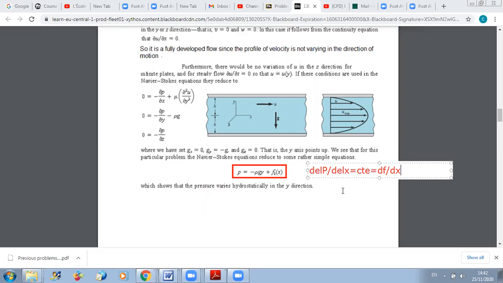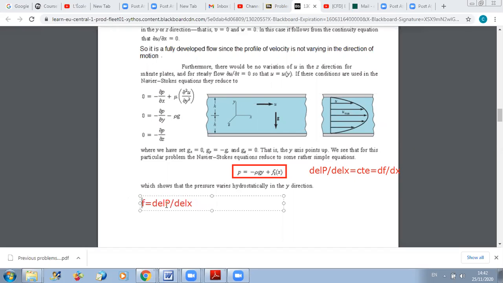Okay? So what can you deduce now? You can deduce that dF over dx is simply equal to the constant, which is del P over del X, times what? Times X, because when you integrate, sorry, here I want to integrate. So I want to find F.